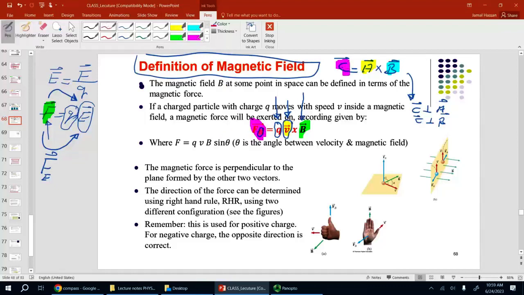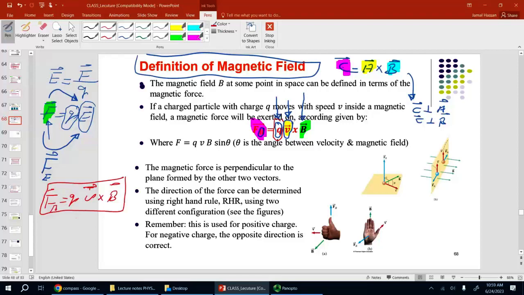Now Q doesn't change anything. It's just a number, just a constant. So let me write it again. The magnetic force can be defined as Q V cross B. So what does that equation mean? This equation simply means if you have a charge, and this charge moves with a velocity v inside a magnetic field, a force will be created on that charge, and the force is equal to this equation.